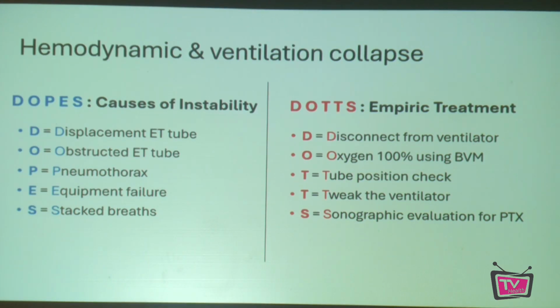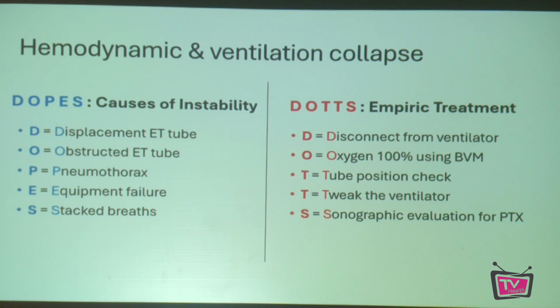So you remember the famous mnemonic DOPES. That is when the patient becomes desaturated, what do you do? Either it can be due to displacement of the tube, or an obstructed tube, or the patient has developed pneumothorax, or there is equipment failure, or there are stacked breaths. How do you immediately respond to such a situation in the ED if the patient suddenly develops this? First, you immediately disconnect the ventilator and oxygenate him with 100% oxygen with bag mask ventilation.